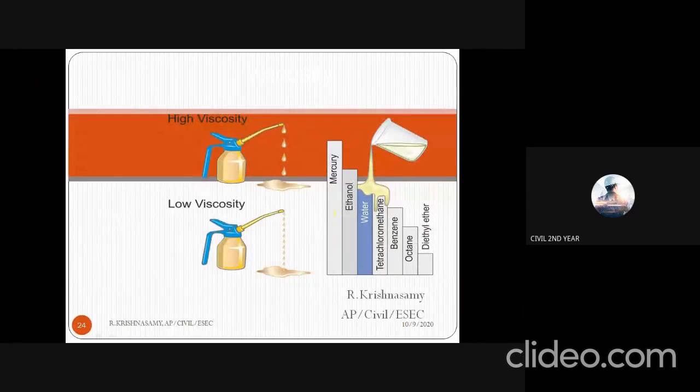So next we will move to the next topic, which is viscosity. The next fluid property in fluid mechanics is viscosity. We arrange fluids from high viscosity to low viscosity: mercury, then ethanol, then water, then tetrachloromethane, then benzene, then octane, then diethyl ether. So we are arranging from higher to lower viscosity.